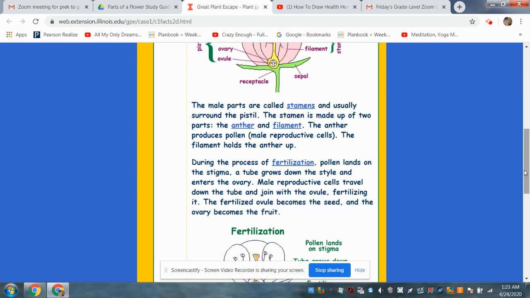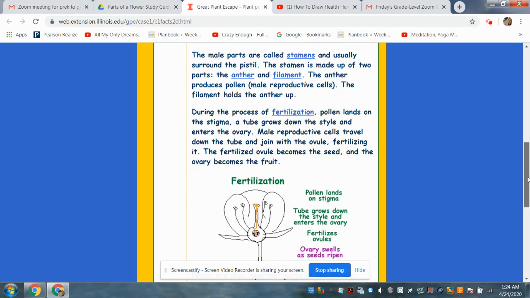The anther produces pollen, and that's what makes us sneeze, right, boys and girls? That's known as the male reproductive cells. The filament holds the anther up. During the process of fertilization, let's say that word together, boys and girls, fertilization. Fertilization is important because it helps to make more flowers.